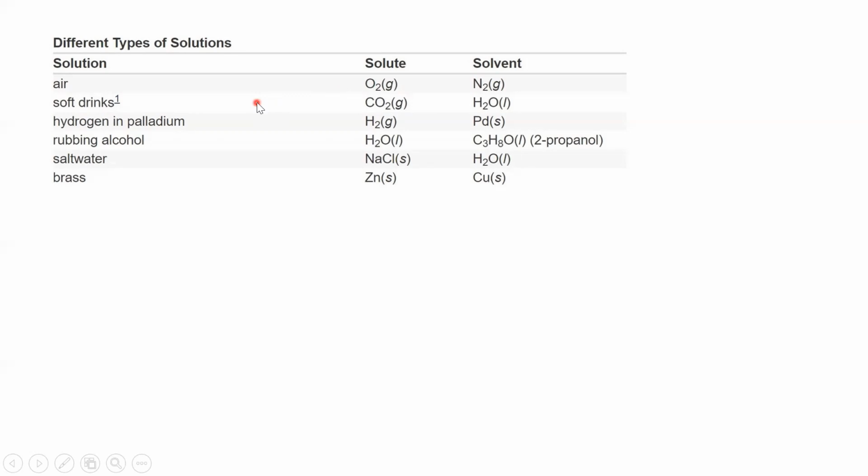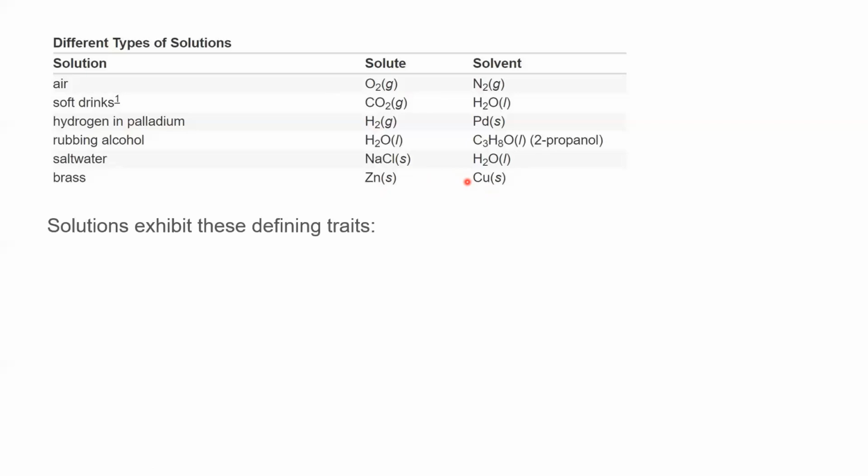When we talk about sodas, soft drinks, that's carbon dioxide, which is a gas, dissolved in water, which is a liquid. If we talk about hydrogen in palladium, that's a gas dissolved in a solid. We could have water and alcohol mixed together to make rubbing alcohol. That's two liquids in a solution. Or we could have two solids like zinc and copper mixed together in a solution. It's called an alloy. Brass is a mixture of zinc and copper.